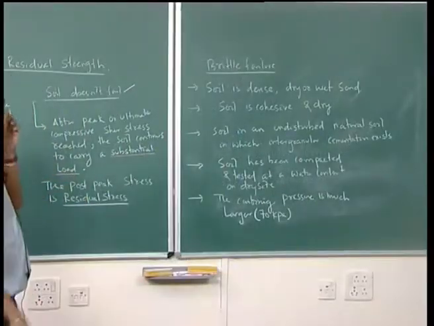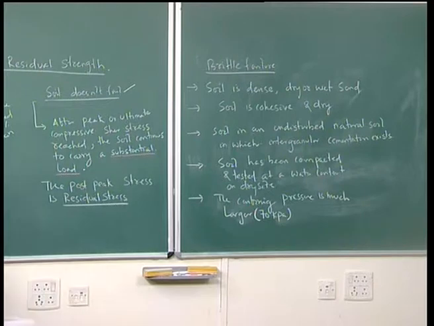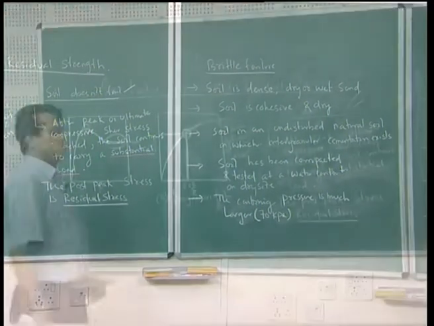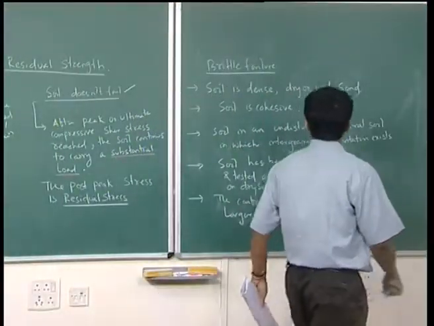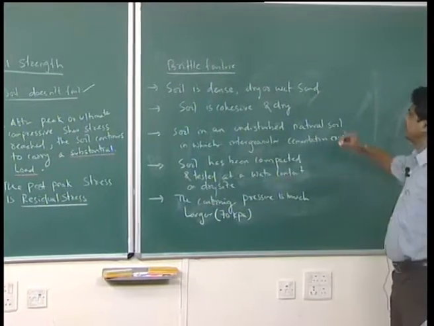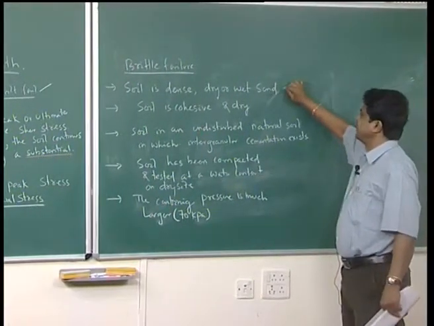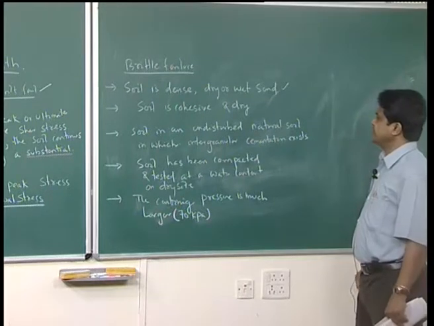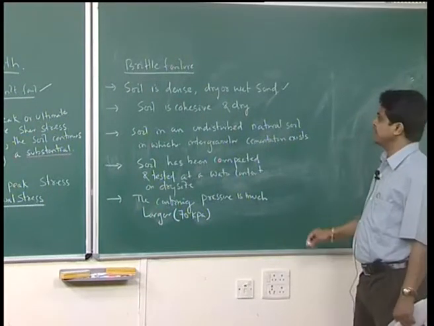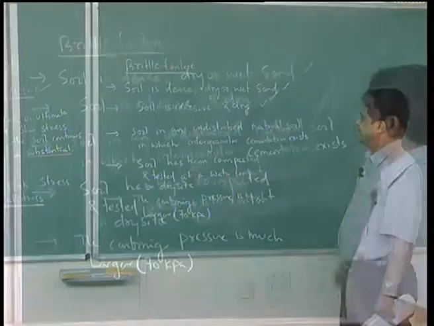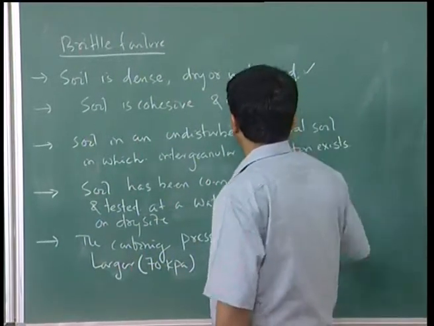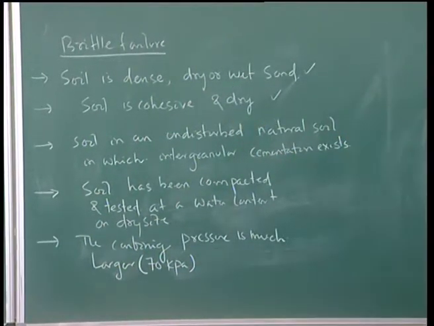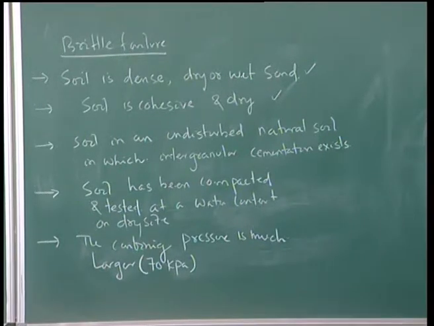Now, what are the conditions for brittle failure? The moment I say there are two failures, one is brittle failure and the other is progressive failure, start with this. Case 1: soil is in dense condition, and it may be dry or wet sand. Case 2: soil is cohesive and dry. Case 3: soil in undisturbed conditions, in which particularly intergranular cement tension exists.